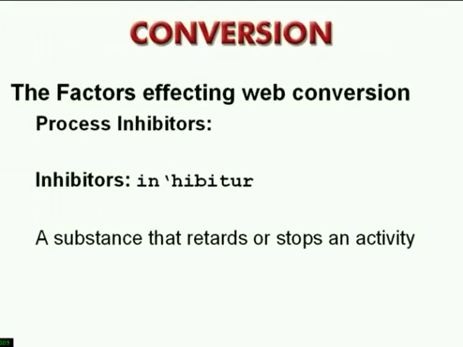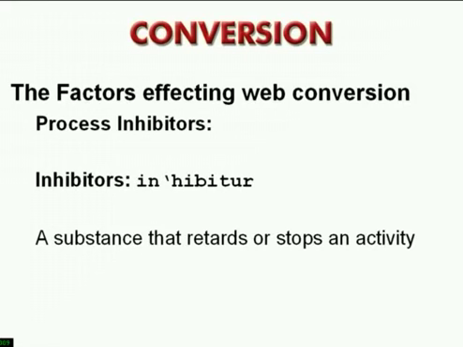Now let's look at our next item here. And this one's a little different because this is the process inhibitors, okay? And this is one where you really need to look at your sales process and see where these inhibitors may be. You know, an inhibitor, as it says here, is a substance that retards or stops an activity.